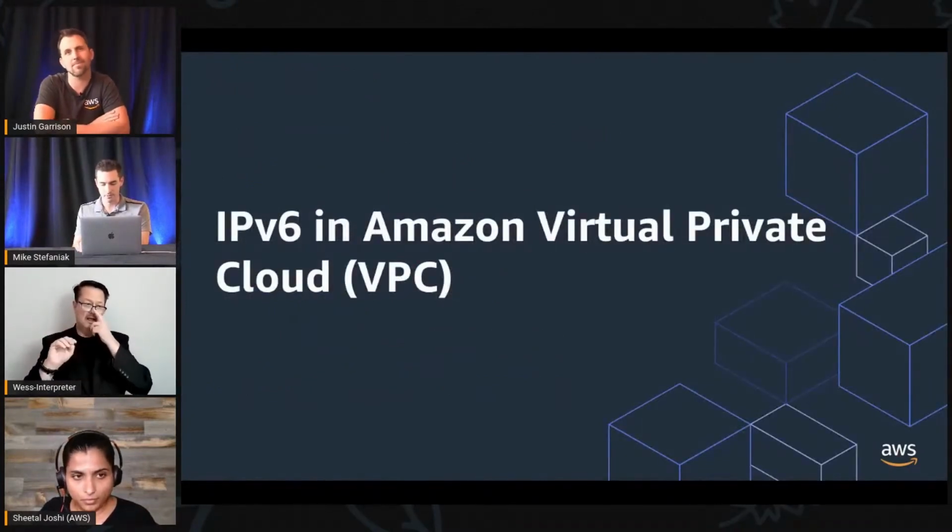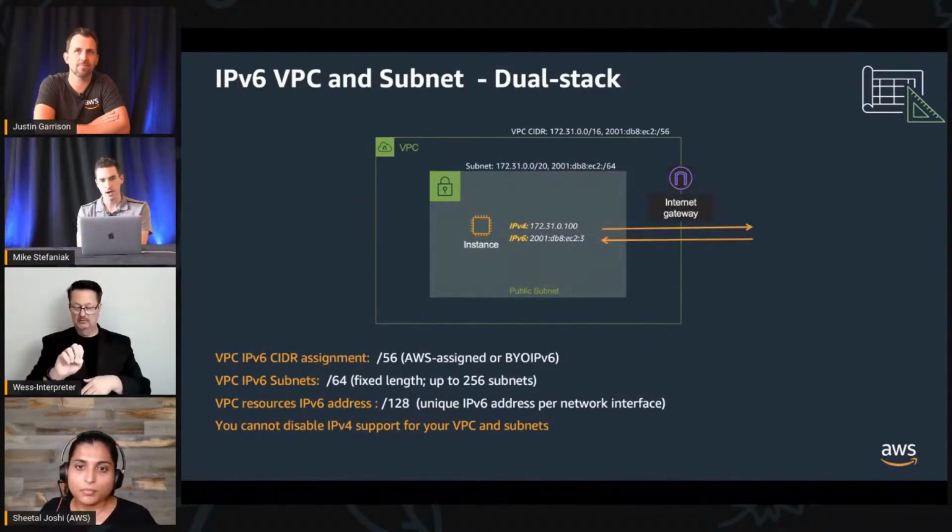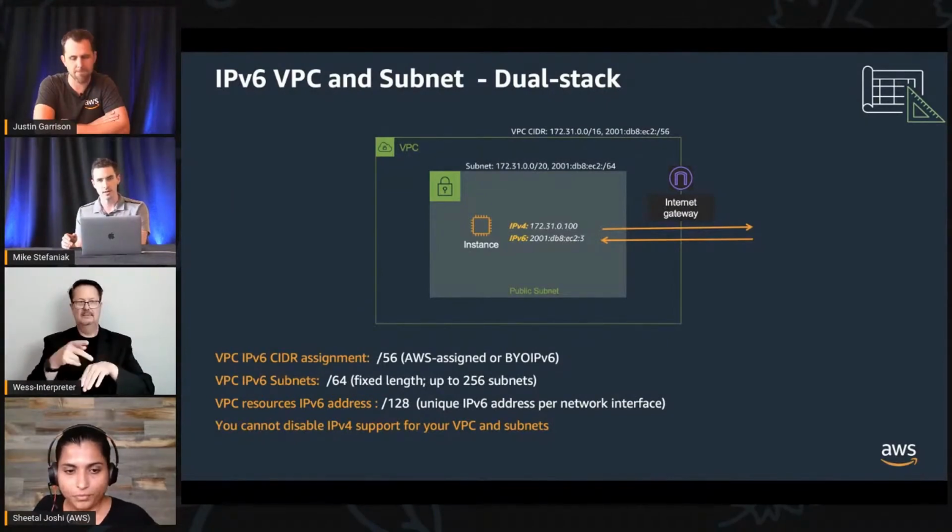VPC has supported IPv6 for a number of years now, and it supports it in dual stack mode. So with the VPC, today you cannot yet do an IPv6-only VPC, but you can do a v4 and v6 dual stack VPC. So you can add a single IPv6 CIDR block to a VPC. You can either bring your own or use an AWS-assigned one.